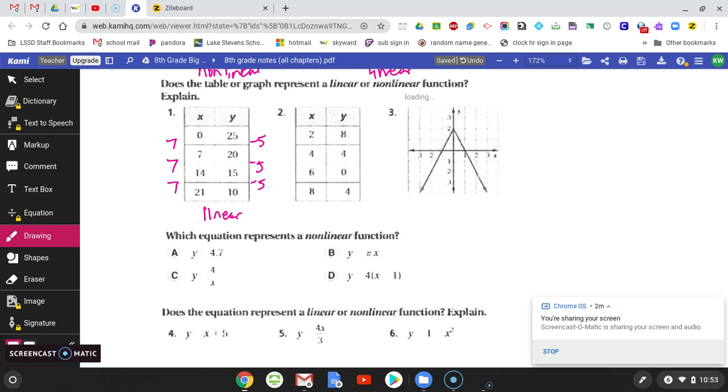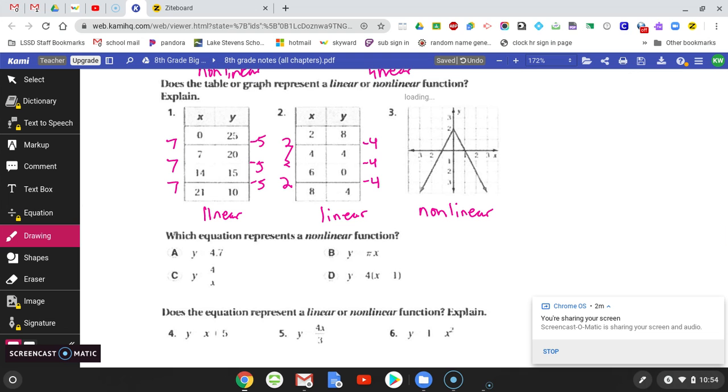On the next one, I'm going up by 2, up by 2, up by 2, and then I'm going down by 4, down by 4, down by 4. So this one is also linear. This one, well, this half is linear and this half is linear, but because it changes from going up to going down, it is not linear the whole way, therefore it is non-linear.